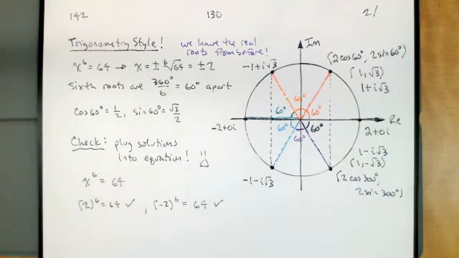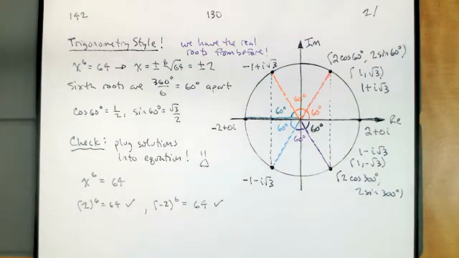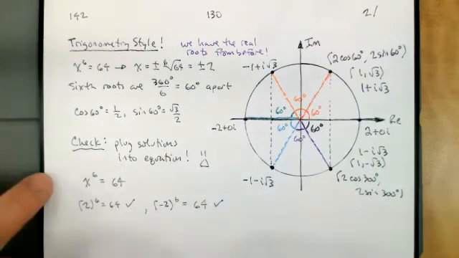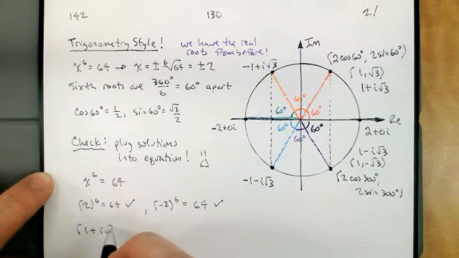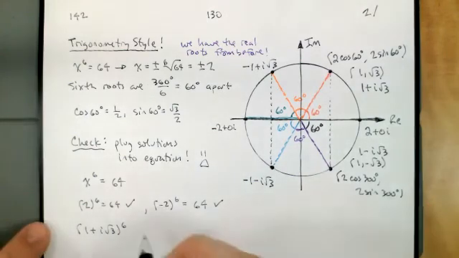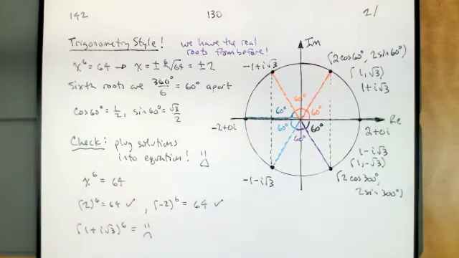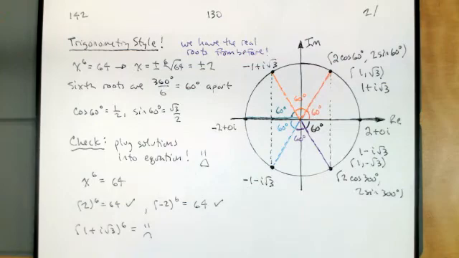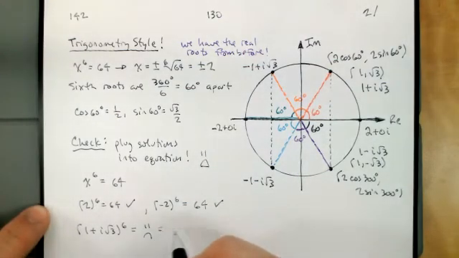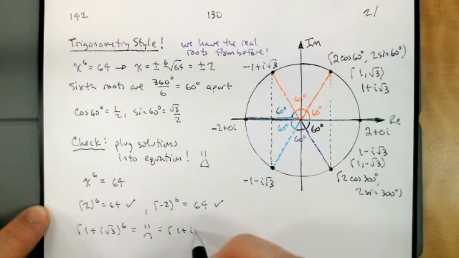It's going to be a little messy to check 1 plus or minus i square root of 3. So this is going to be not fun, which is why I'm not going to do that. But we just have to take 1 plus i root 3 and make 6 copies of it.